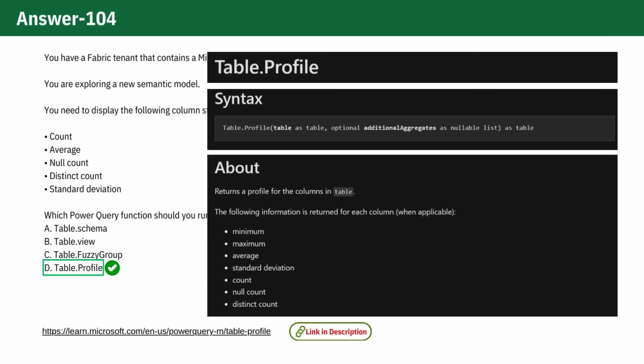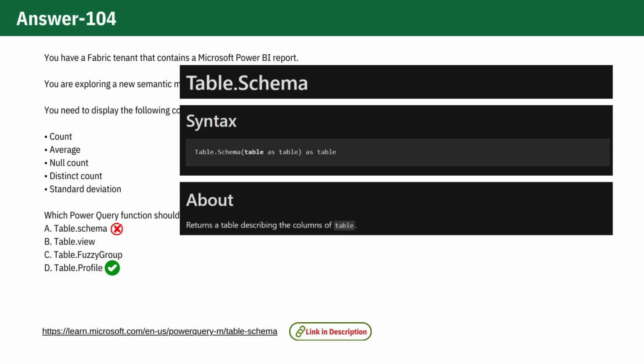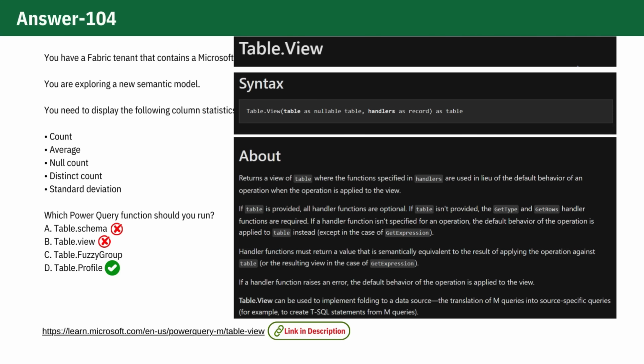Table profile. This function generates detailed statistics for each column in a table, including count, average, null count, distinct count, and standard deviation. It is specifically designed for profiling data and obtaining these types of summary statistics. Why the other options are incorrect? Table schema. This function returns the schema information of a table, such as column names and data types, but it does not provide statistical information like counts or averages.